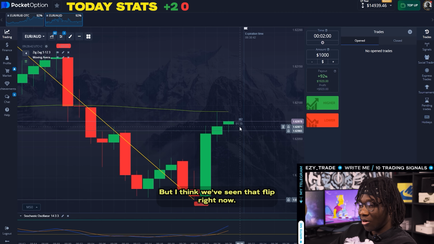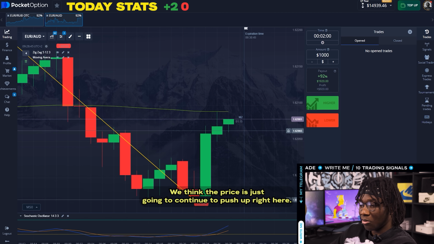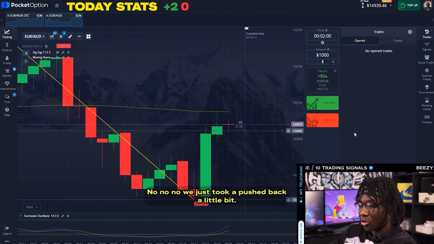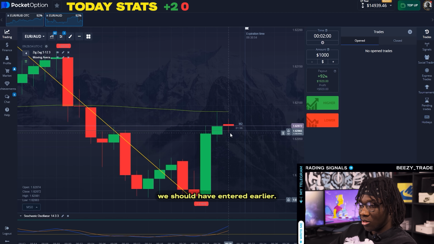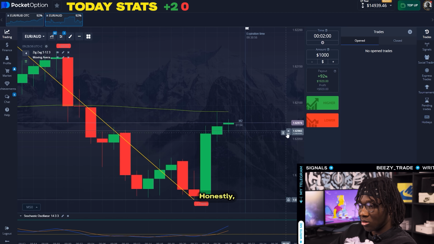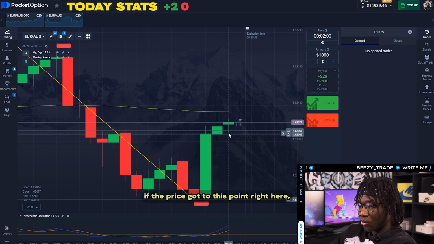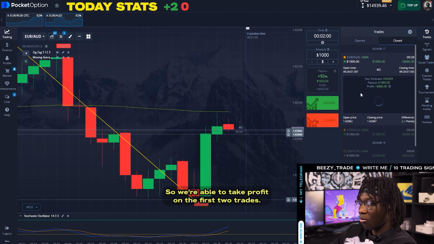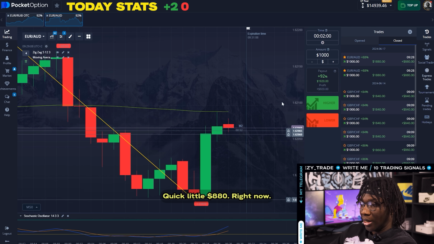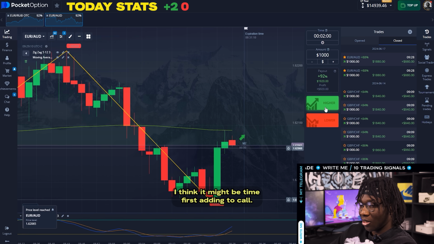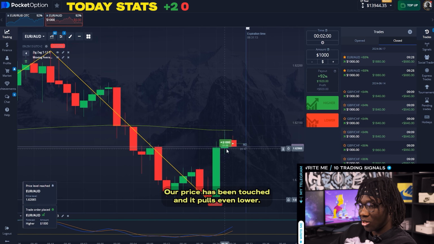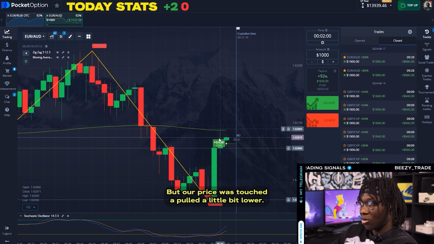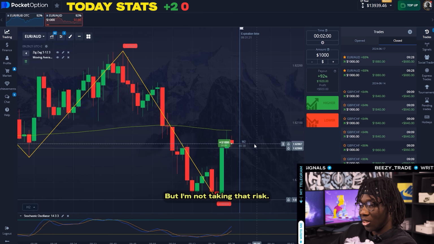But I think we've seen that flip right now. I think the price is just going to continue to push up right here. No. We do see it push back a little bit. We should have entered earlier. Somewhere around here would have been better, honestly. If the price got to this point right here, definitely going into a call. So we're able to take profit on the first 2 trades. Quick little $880. Right now, I think it might be time for us to enter into a call. Our price has been touched, and it pulls even lower. But our price was touched. It pulled a little bit lower, but I'm not taking that risk.